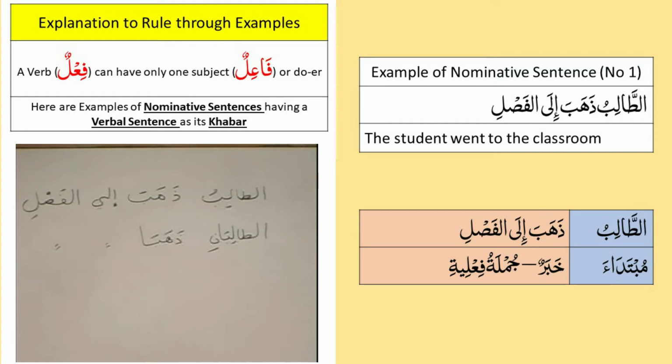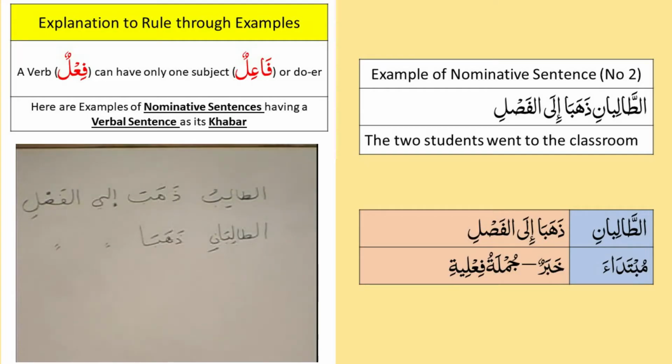Fi'al. Where is the fa'il? Mustatir. Takdiruhu huwa. Yadullu ala talib. It is pointing out to, indicating it to the talib. Now I say at-talibani. So what does it now mean?